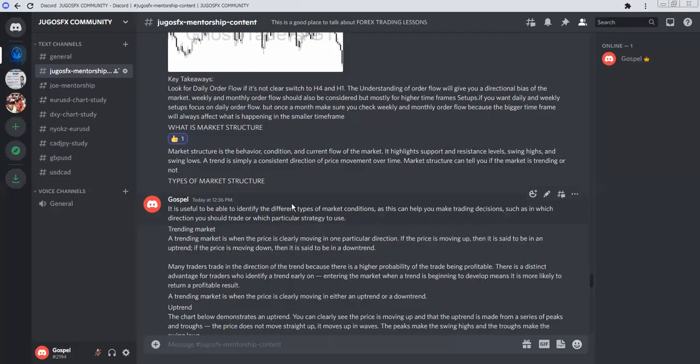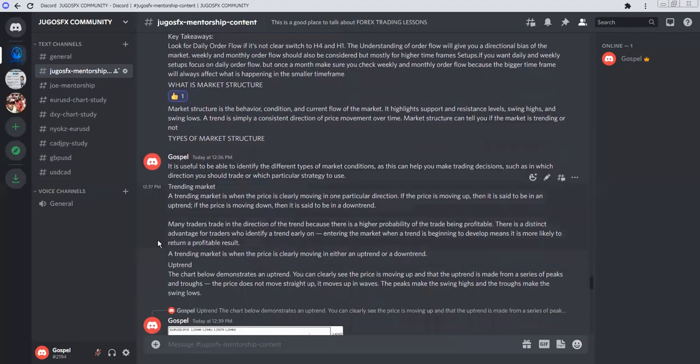All right, so trending market. A trending market is when price is clearly moving in one particular direction. If the price is moving up, then it is said to be in an uptrend. If the price is moving down, then it's said to be in a downtrend. As simple as that. Many traders trade in the direction of the trend because there is a high probability of the trade being profitable.